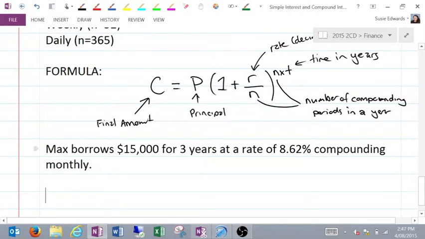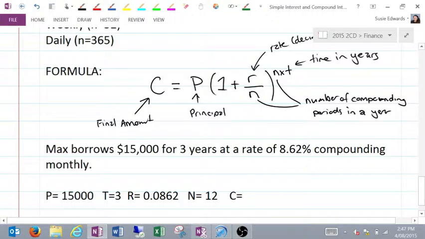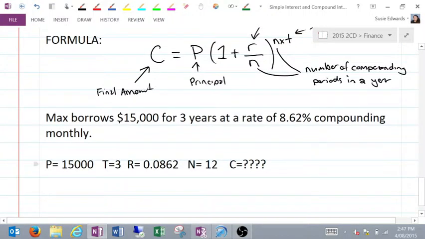Monthly. All right. So if we look at this question, what's our principal? 15,000. What's our time? 3. What's our rate? 0.0862. You never round those things, okay? You have to put the whole number in there. What is our compounding period? 12. Okay? If you're getting stuck with any of these sort of questions, write those things out. Go, okay, what are we trying to find? We're trying to find C.